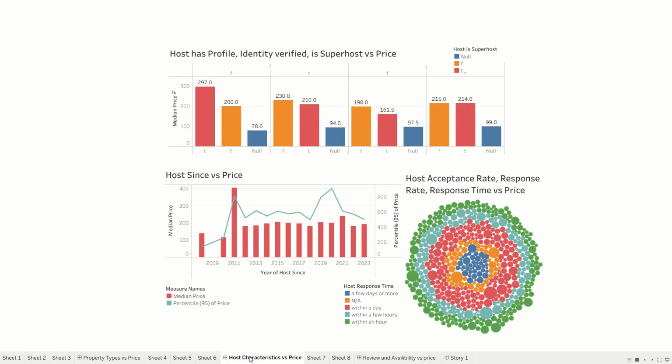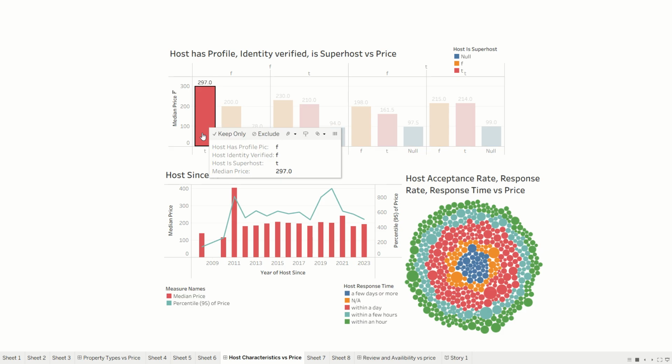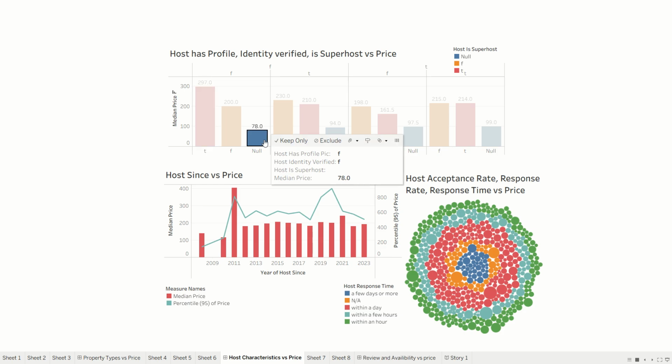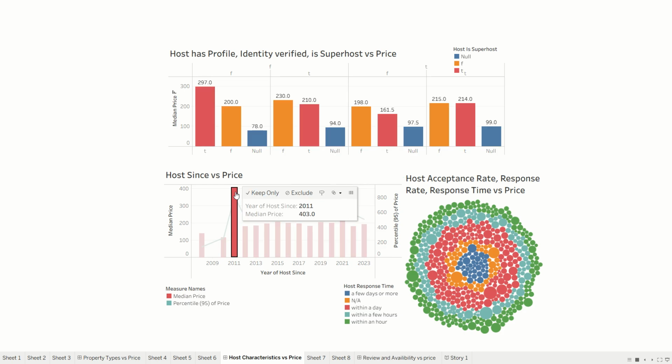Now is the second dashboard. This is related to host characteristics and price. In this, I analyze factors such as host profile, identity verification, superhost status, host since, and responsiveness. Listings with a verified profile and a host who is a superhost consistently attract a higher price compared to non-verified hosts. The host since bar chart shows that early adopters maintain a higher median price compared to recent ones.